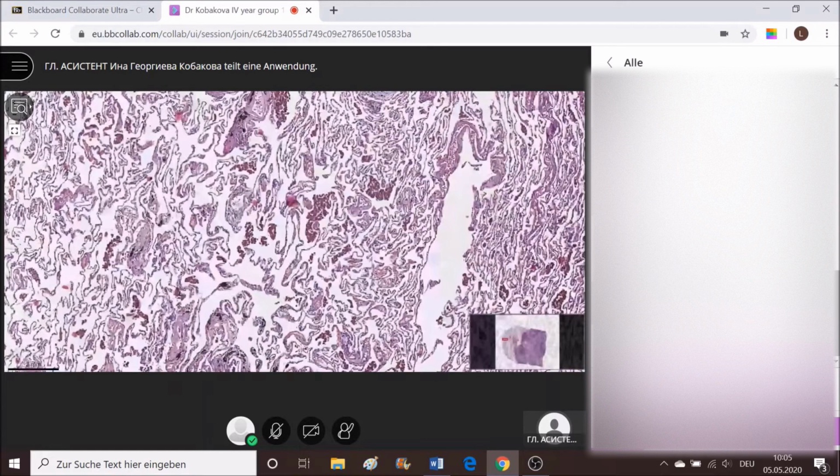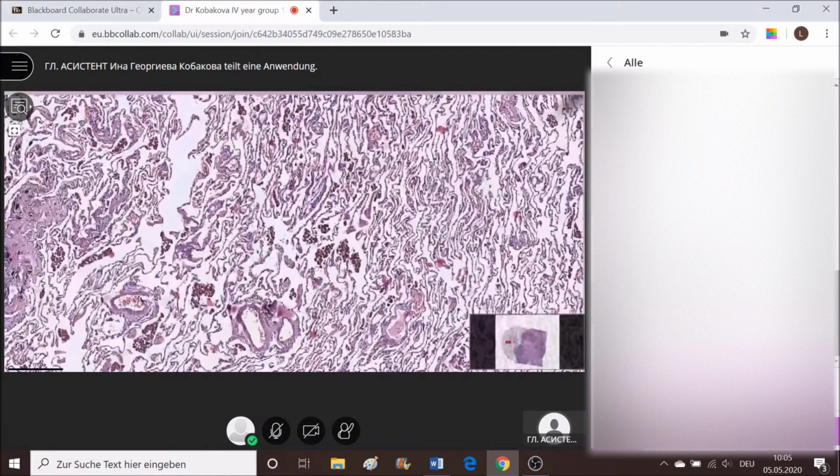Some small portions of anthracotic pigment again, nothing more specific. And there are some hemosiderin latents, which you can observe here due to the stasis of blood. This brownish pigment here is hemosiderin, which is sometimes found in macrophages, and you can observe them well.